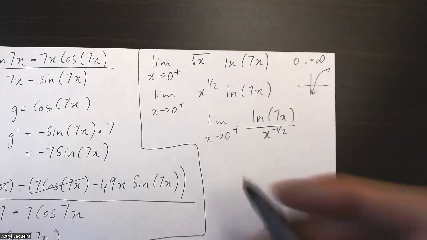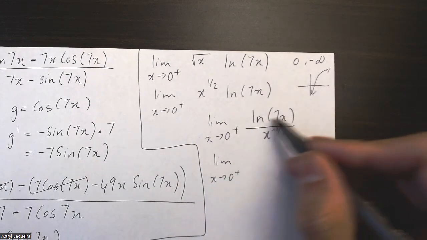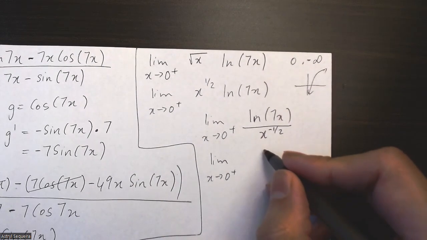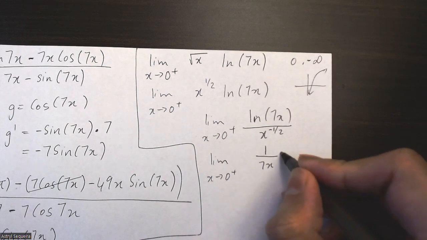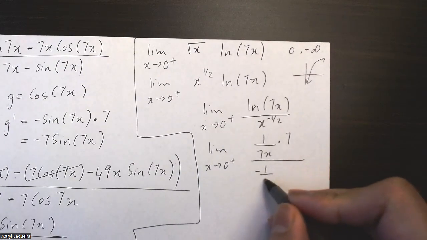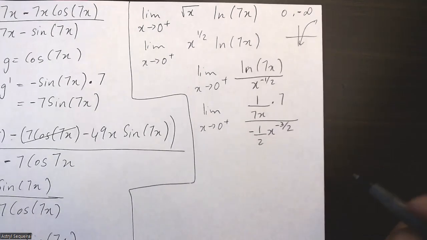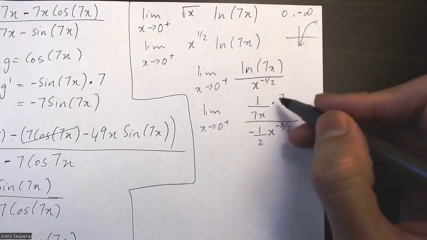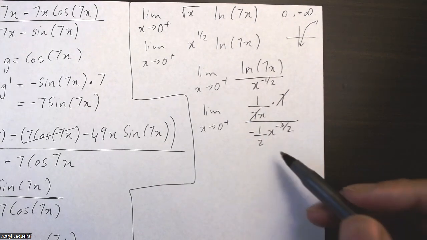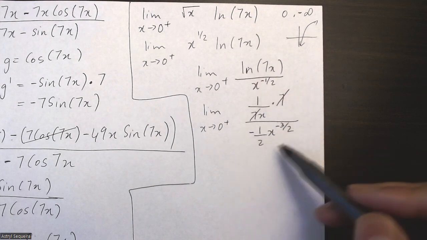Let's derive the top first. Derivation of ln 7x is 1 over 7x times the derivation of the inside, which is 7. So 1 over 7x times 7. And the derivation of the denominator is just -half x to the -3 over 2. Now all we have to do is simplify this double fraction basically. So 7 and 7 cancel. And then we just have 1 divided by this whole thing over here.